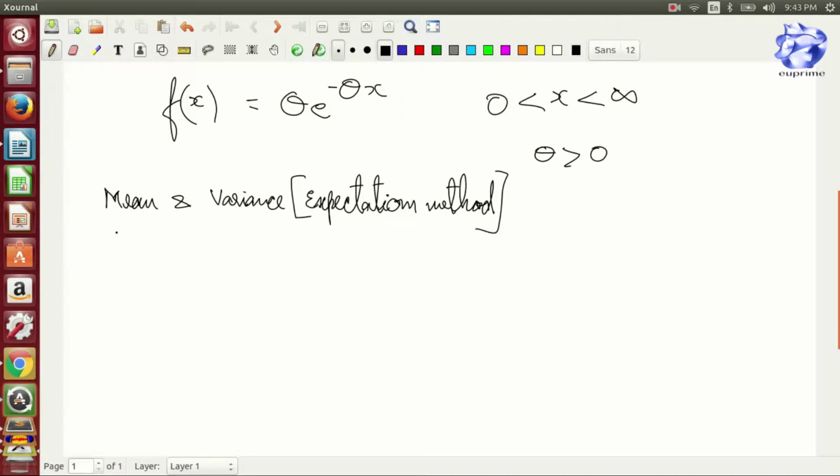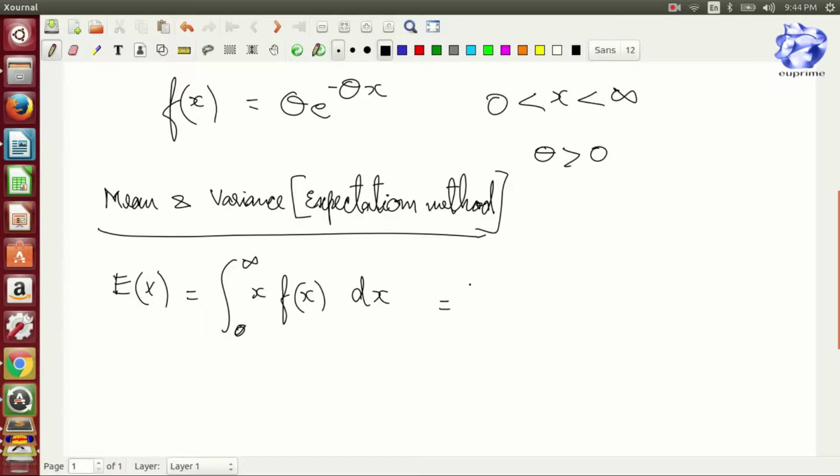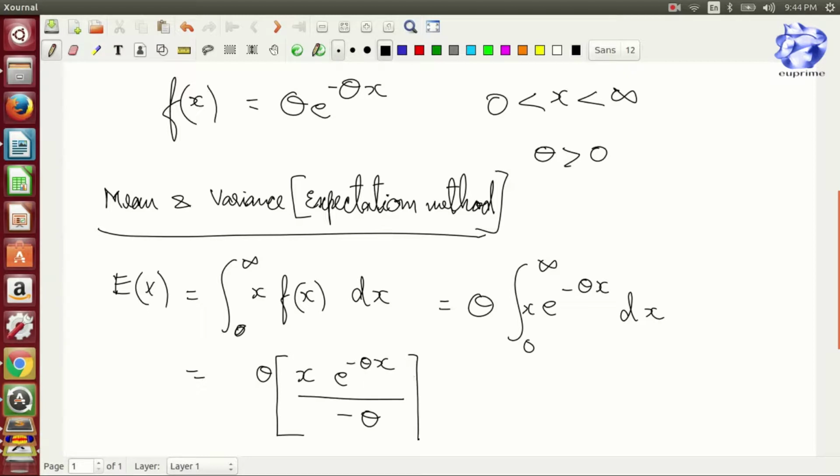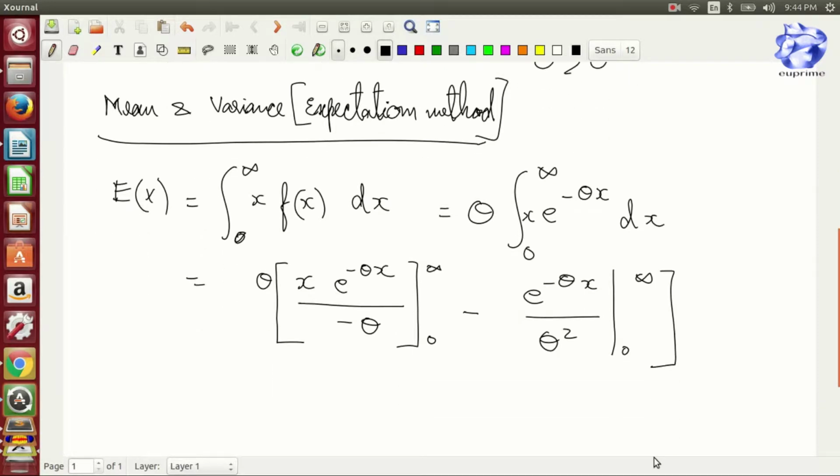As usual, let us calculate the mean and variance using the expectation method, where the expectation of x is the integration of x times the probability density function, wherein the limits are 0 to infinity. Substitute the probability density function and apply the limits. We get the expectation of x as 1 by theta, that is the mean.